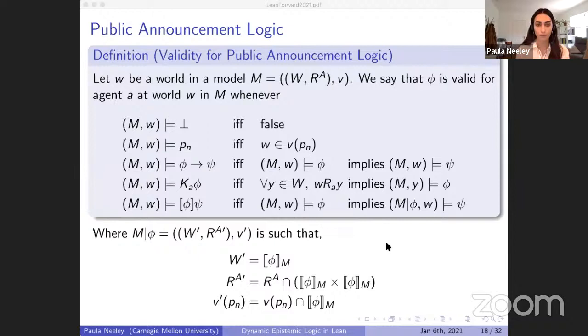This is what we saw with the example at the beginning. The father announcing at least one of you has a muddy forehead essentially removed the state CCC where all the children were clean. And it restricted the model to only those states where at least one child had a muddy forehead. As a result, the relation and the valuation became restricted as well.